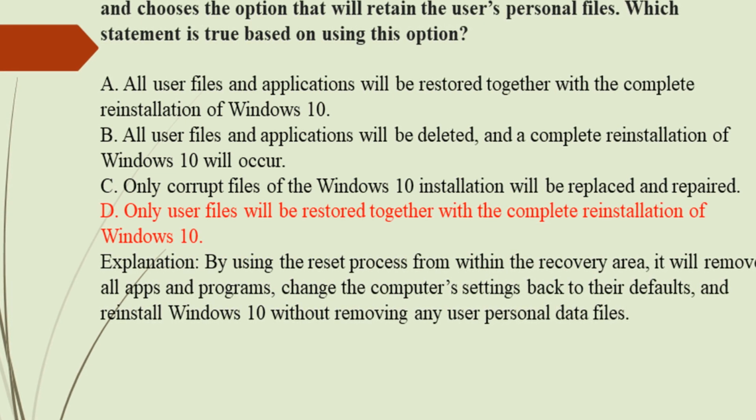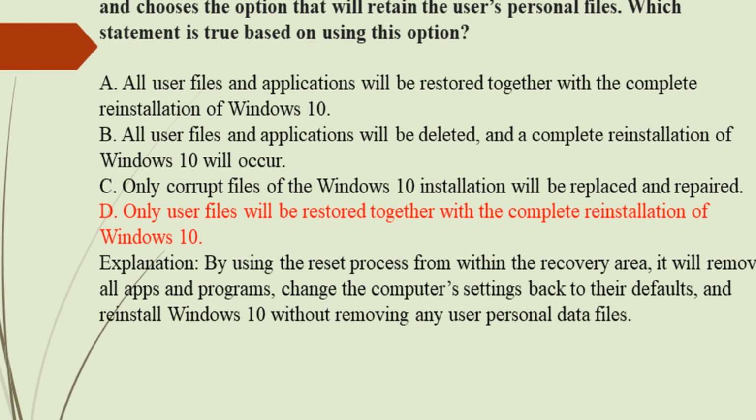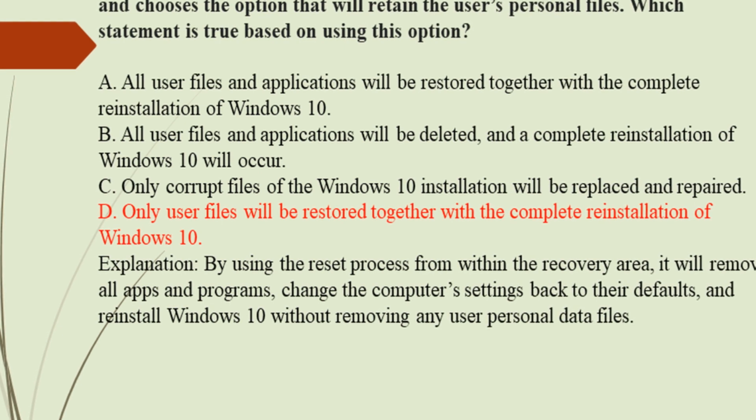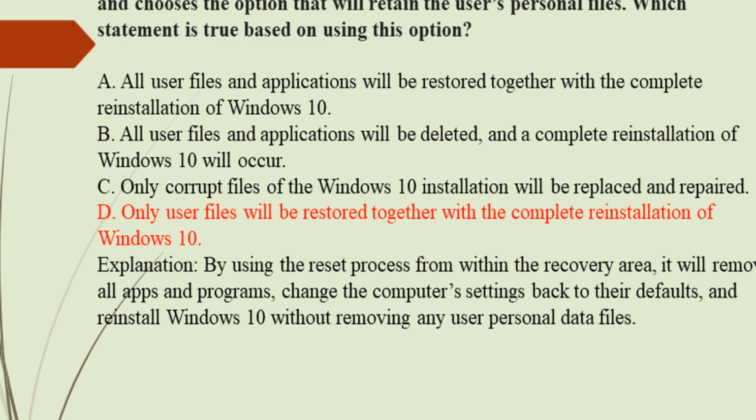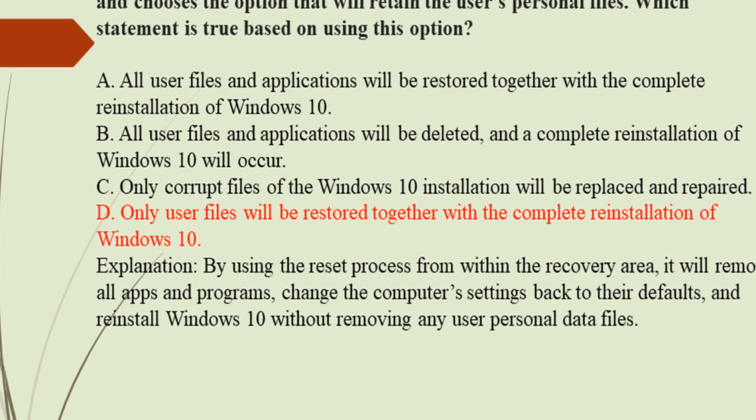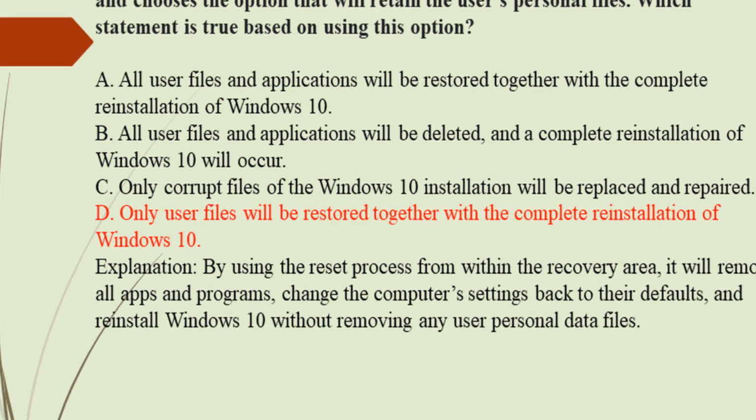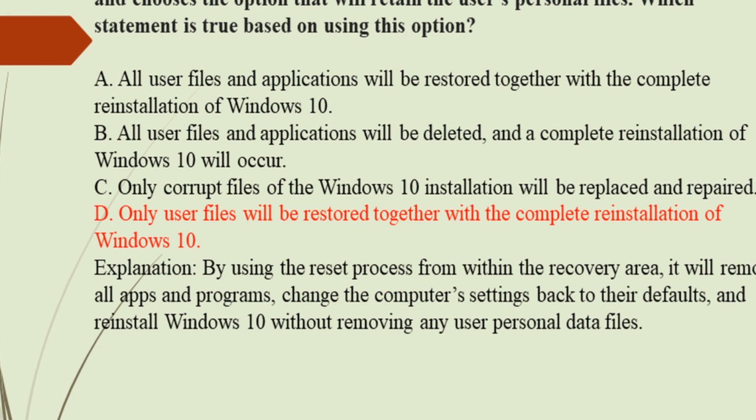Explanation. By using the reset process from within the recovery area, it will remove all apps and programs, change the computer's settings back to their defaults, and reinstall Windows 10 without removing any user personal data files.